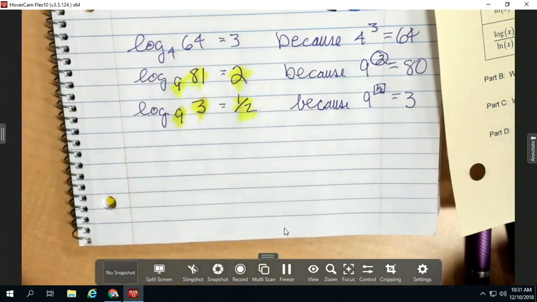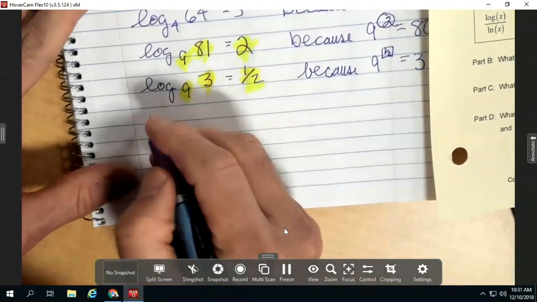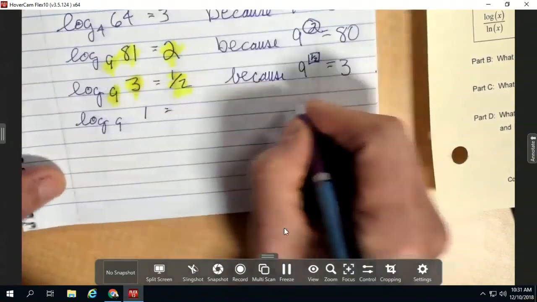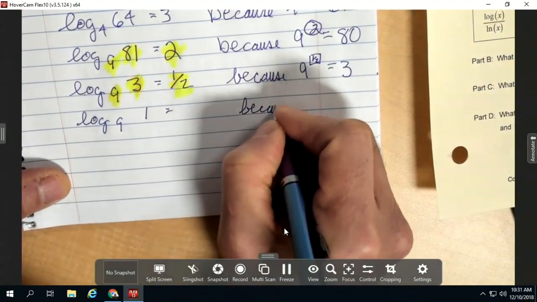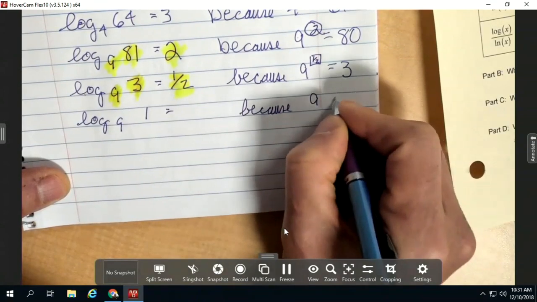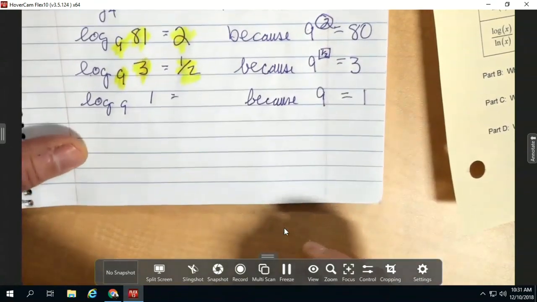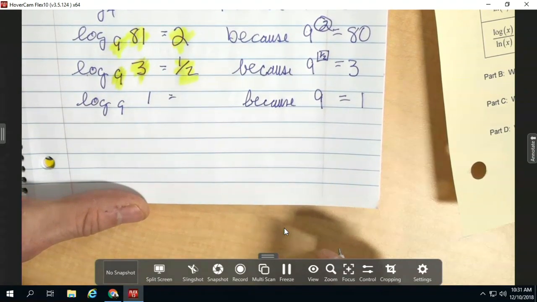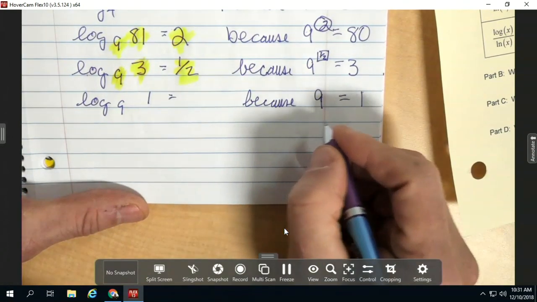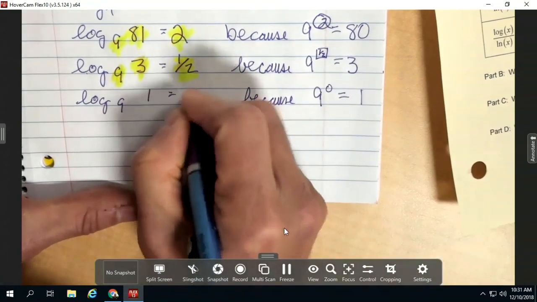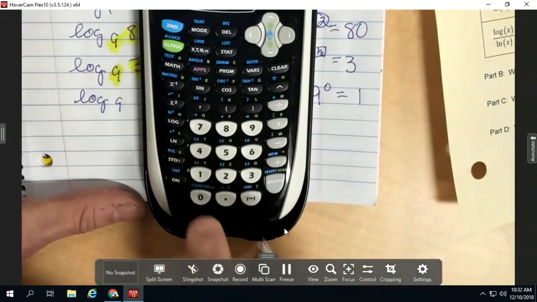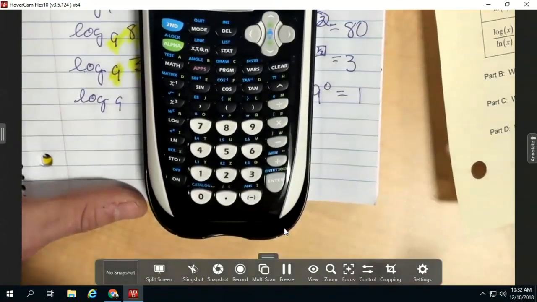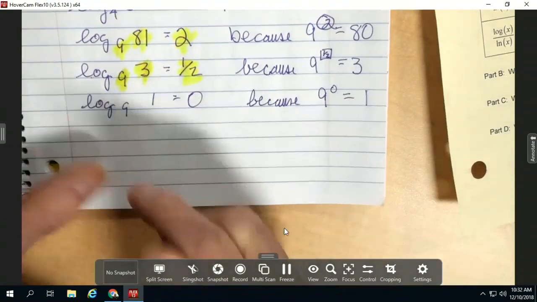Okay, let's try this one. Log base 9 of 1 is, well, I'm going to take 9 to a certain power and get 1. What power do I raise 9 to get 1? 0. Let's try it. 9 to the 0th is 1.